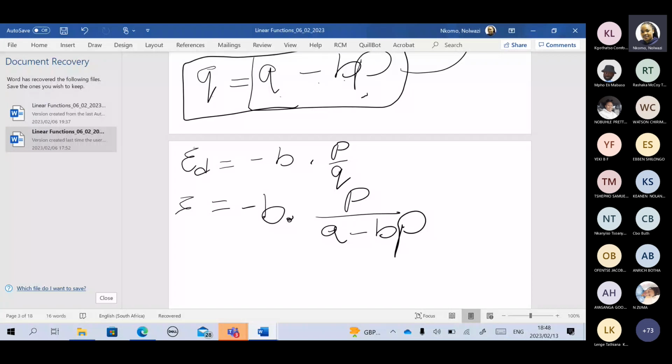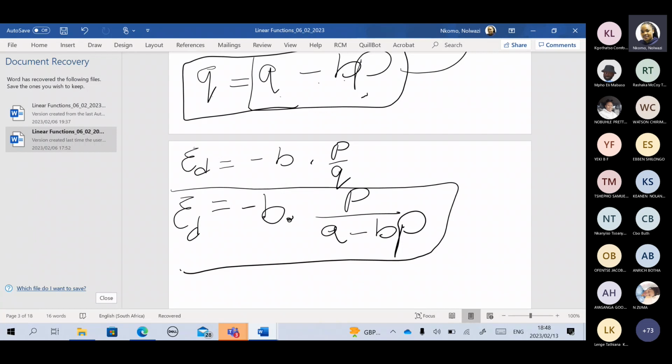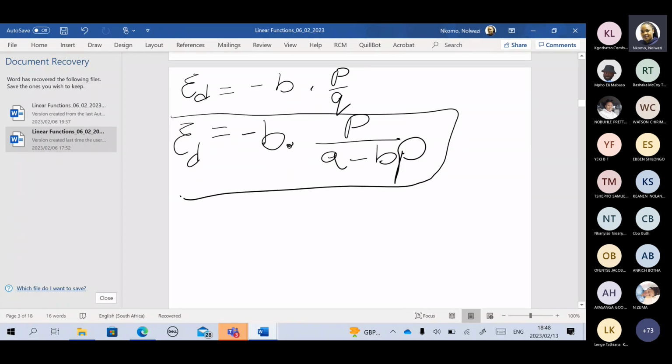So if you are asked to write your elasticity of demand as a function of P, you will leave your function in this form. Again, here you see, we know that A and B are just constants. So this means we only have one variable here, which is P. So this elasticity of demand is in the form of P, which means it's a function of P.